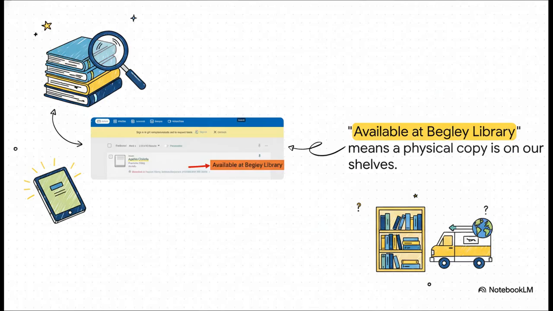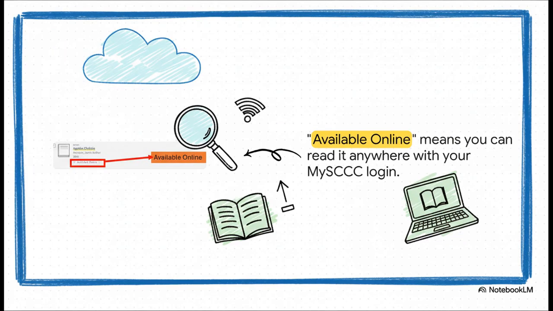If you see available at Begley Library, that's your first clue. It means exactly what it says. We have a physical, hold it in your hands copy of that book right here in the building just waiting for you on the shelf. And what if you see available online? Well, that means it's an ebook. You can read it from anywhere, your dorm, a coffee shop, you name it, as long as you have internet. You'll just have to log in with your usual MySCCC details.